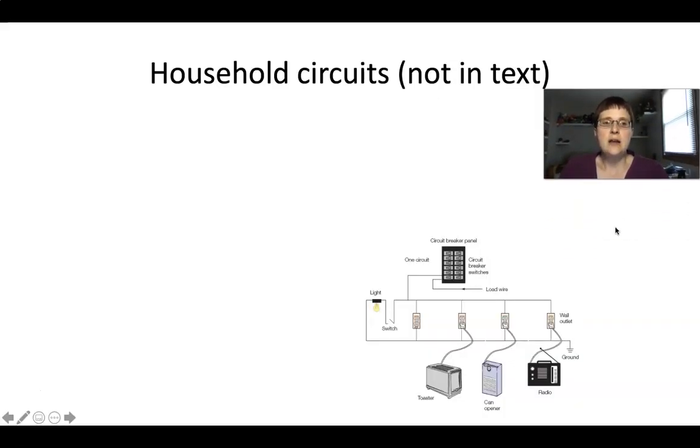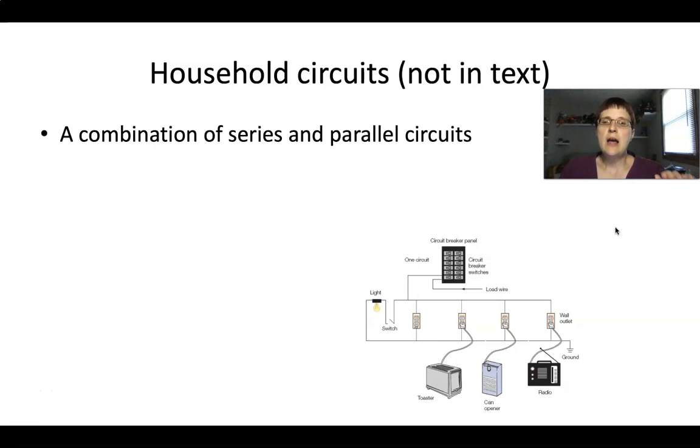So this is another section that's not in the text, but this is to show you how household and most business buildings' circuits work. They're actually a combination of series and parallel circuits. So if we take a look down here at the bottom, we actually have a series circuit here with the light. So you can see the switch. And this is all one circuit right here. But the switch is alone.